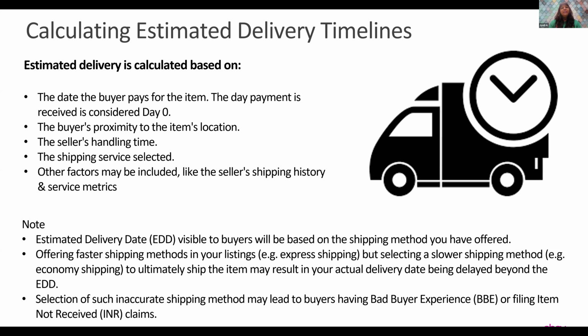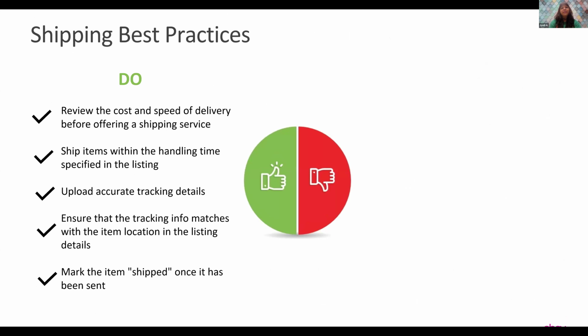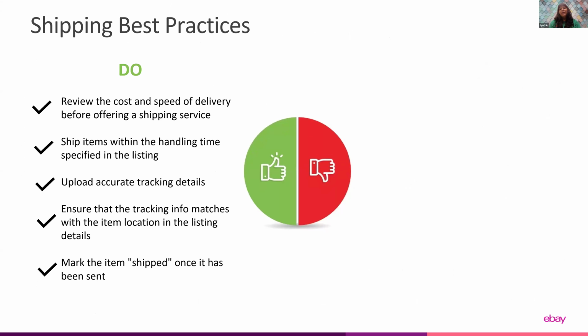So, what are the best practices that eBay is recommending over here? eBay recommends one of the shipping best practices: before you ship the item, review the cost and speed of delivery before offering a shipping service. And that is where we just spoke about that. While creating the listing, before you enter the shipping information, you need to get the proper estimate from your logistics service providers on what kind of shipping services they would be offering and what shipping costs they would be charging to get the item shipped to a buyer of a particular location.